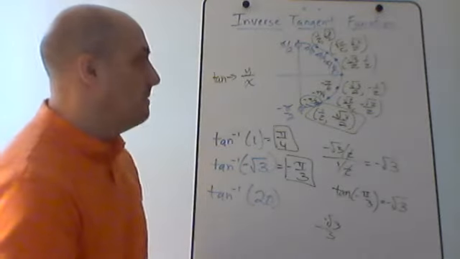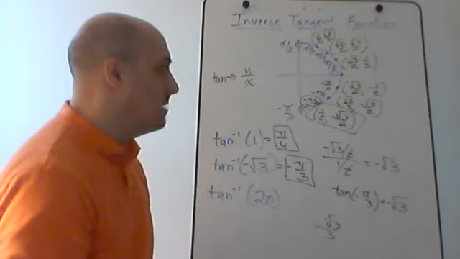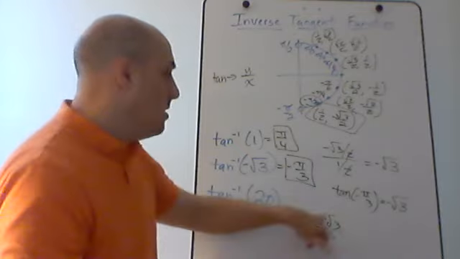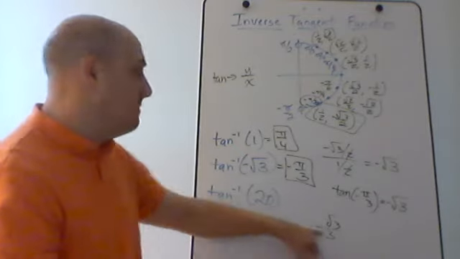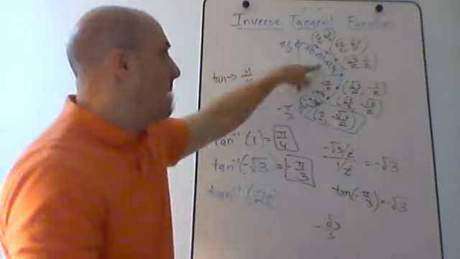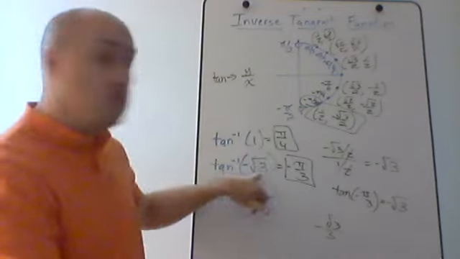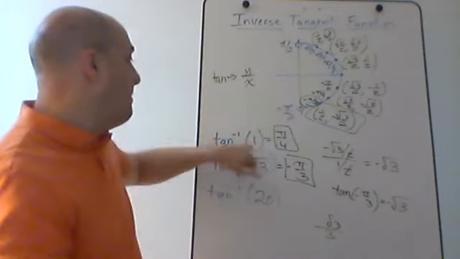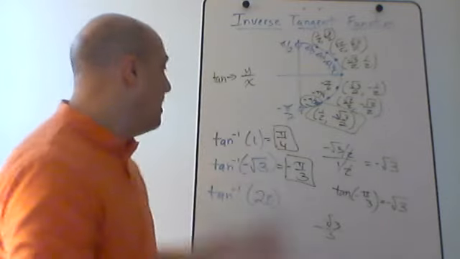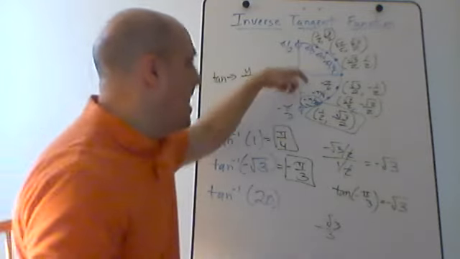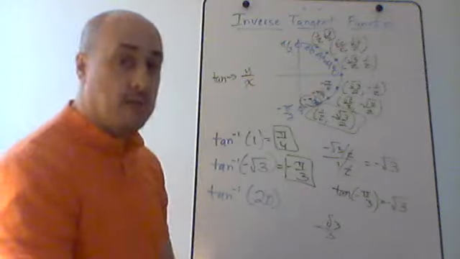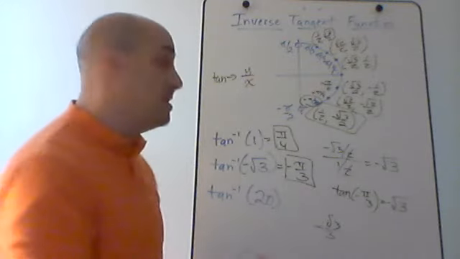I think, without actually doing the work, I'm pretty sure that's what that one's going to come out to. So if you have tangent inverse of root 3 over 3, it's going to be pi over 6. If you have just root 3, it's going to be pi over 3. If you have a 1, it's going to be pi over 4. And if any of those are negative, then it's just the negative of the pi over 6, pi over 4, pi over 3.